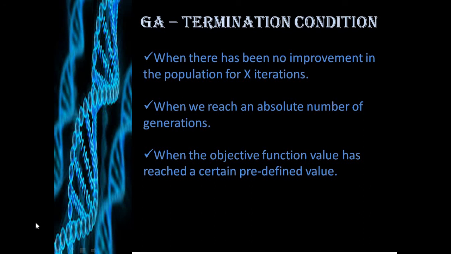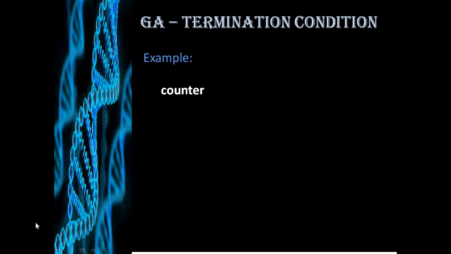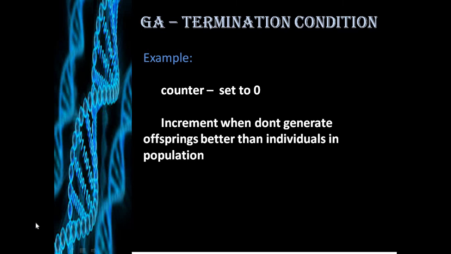For example, in a genetic algorithm, we keep a counter which keeps track of the generations for which there has been no improvement in the population. Initially, we set this counter to 0. If the fitness of any of the offspring is better, we reset the counter to 0, and the algorithm terminates when the counter reaches a predetermined value.